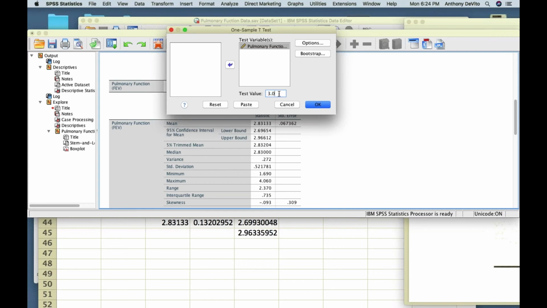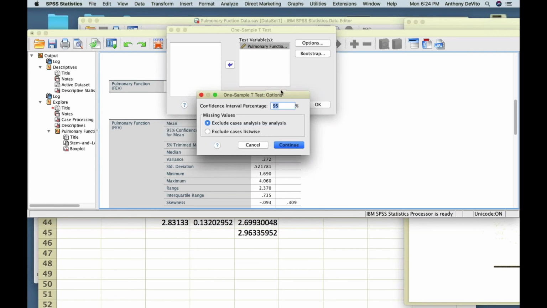Because it's going to be an actual value, where the other part of this is going to be a sample from a population. This is a sample from a population. This is a known mean for a population, or a known value we want to compare it to.